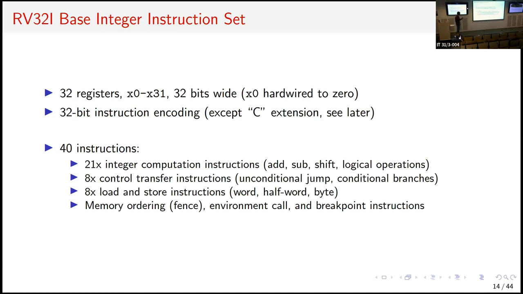So I would like to point out one thing, for example, which you may be wondering why it's not there. For example, even the base integer instruction set does not contain an integer multiplication. So it's that minimal that it doesn't have an integer multiplication.